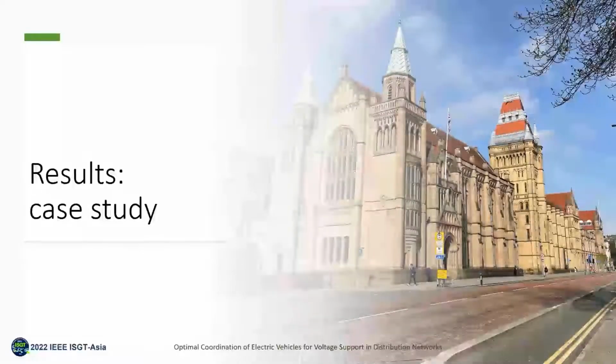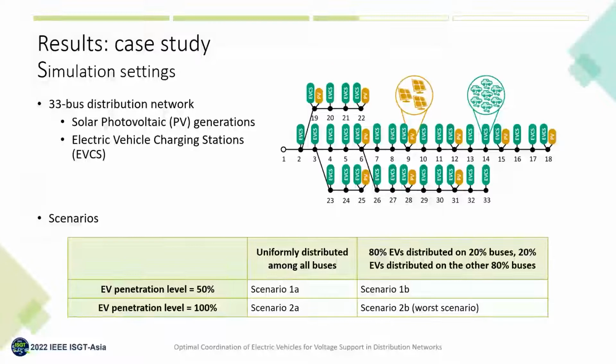Then I will talk about the case study and its results. The case study is done in a 33-bus distribution network with high penetration of electric vehicle charging stations and solar generation. Four scenarios are studied, each with different EV penetration level and different EV load distribution among buses.